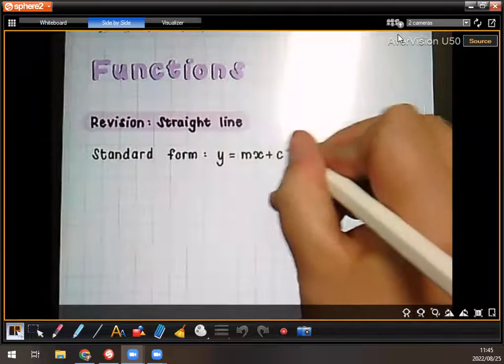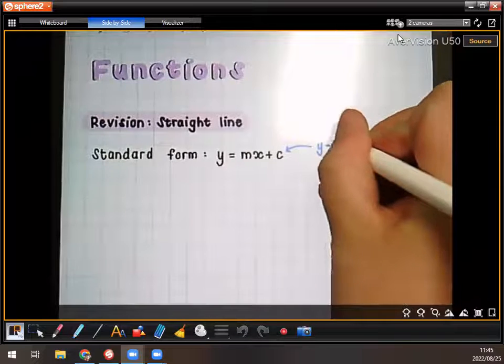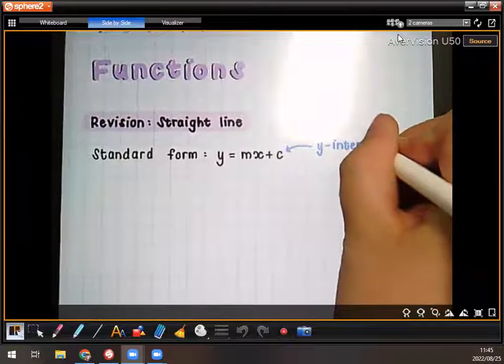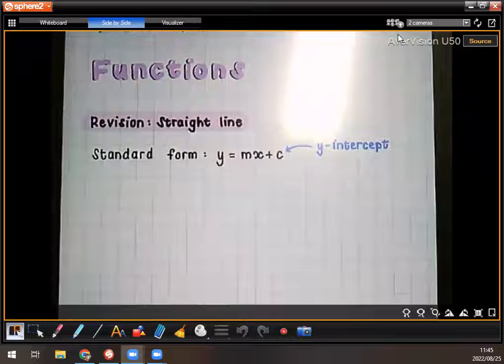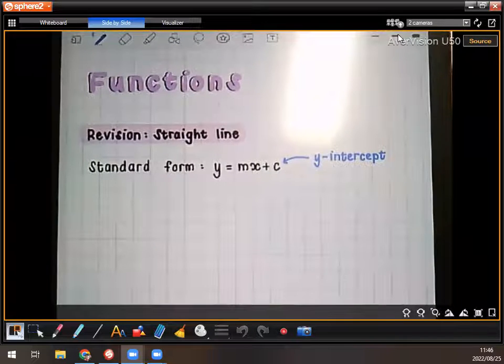Okay, C was the Y-intercept. Does that ring a bell? C is the Y-intercept. Now the Y-intercept of any function, any graph, guys, is the point where the graph cuts or goes through the Y-axis. Do we remember the Cartesian plane? We used it quite a lot in trig, right?